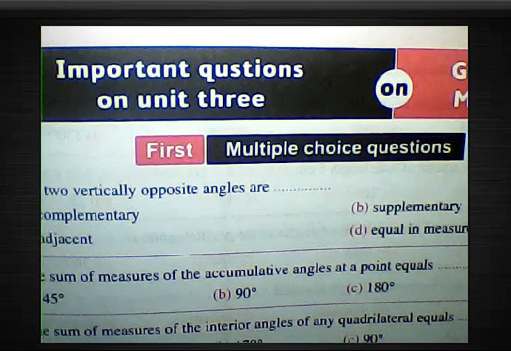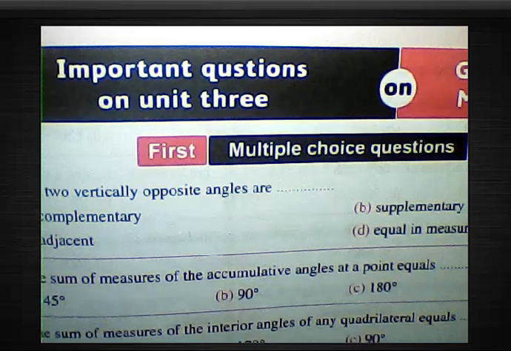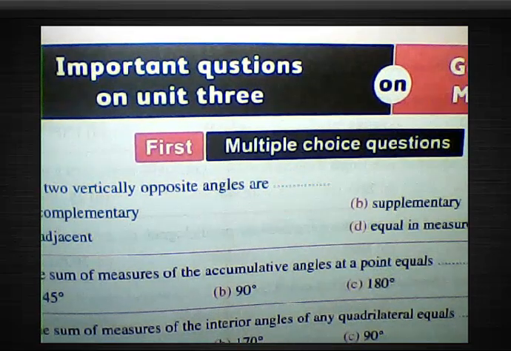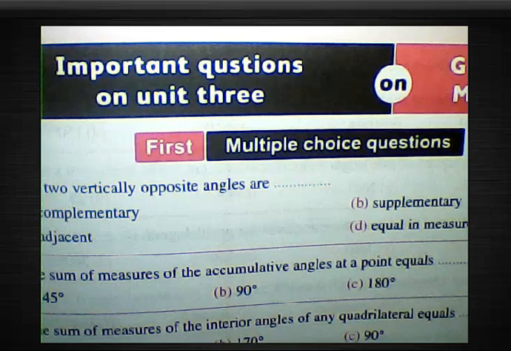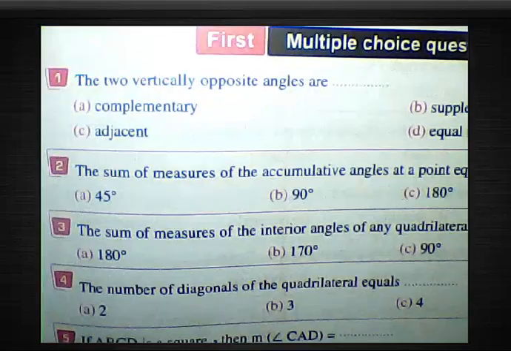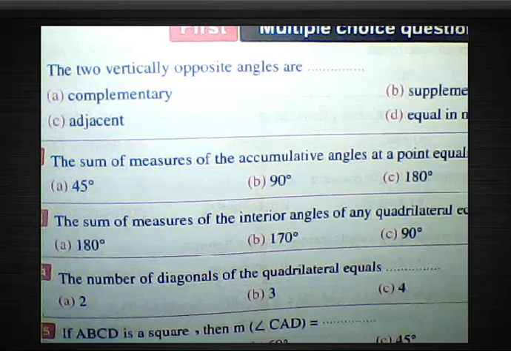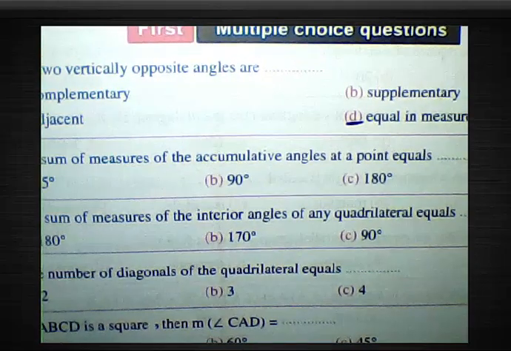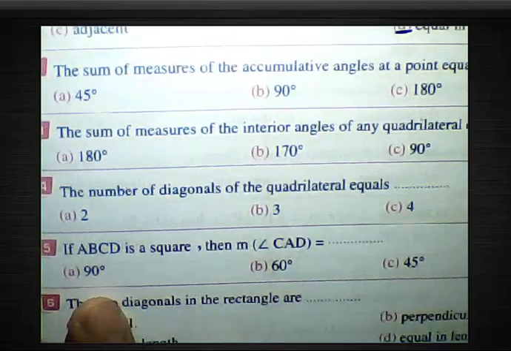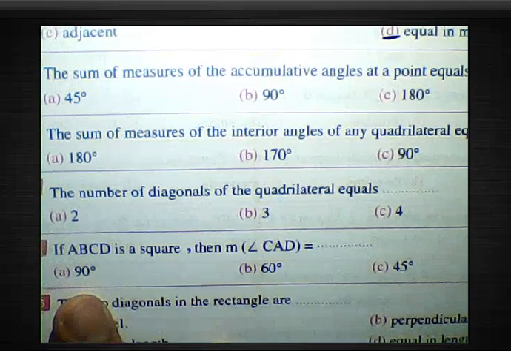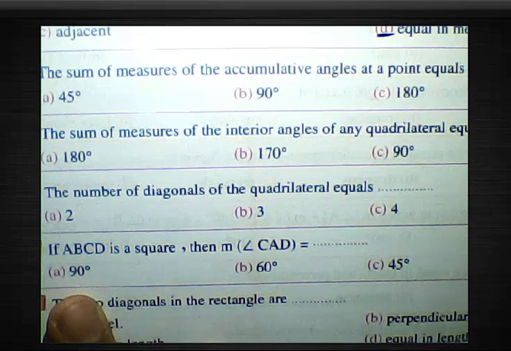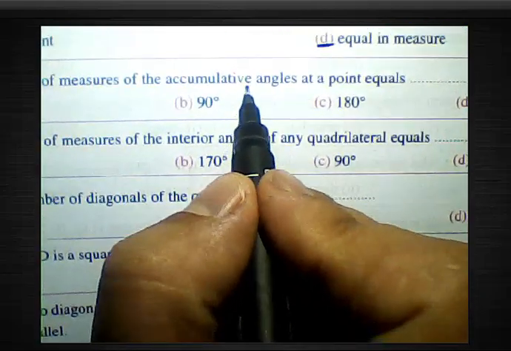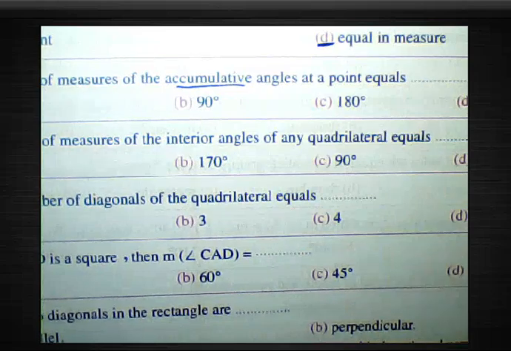Today we will solve important questions on Unit 3 on geometry and measurement. First, multiple choice questions. Question number 1: two vertically opposite angles are equal in measure. The sum of measures of the angles around a point equals 360. Okay.